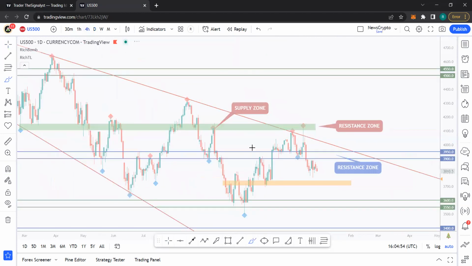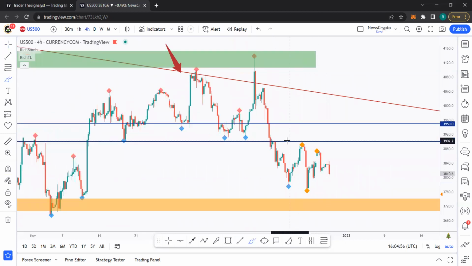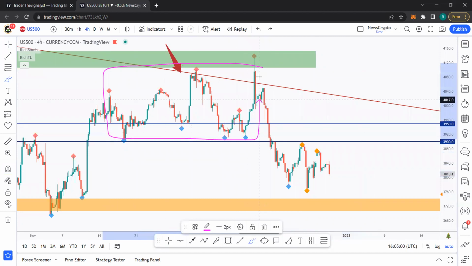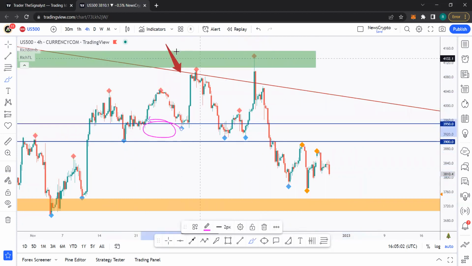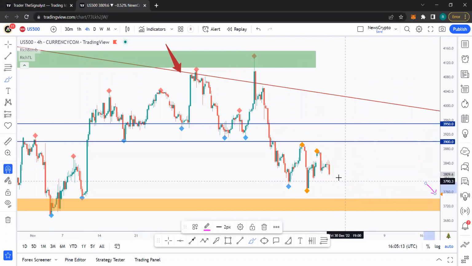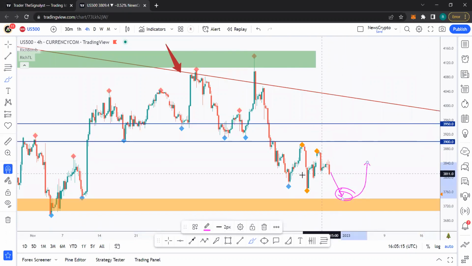If we zoom into lower time frames to H4, we can see that we are currently stuck inside this range, just like previously, we were inside this range between this support and this resistance. Currently, we are between this previous support, now a resistance, and this support zone. As you can see, that's why you see my alert right here to know when you are approaching this support zone.